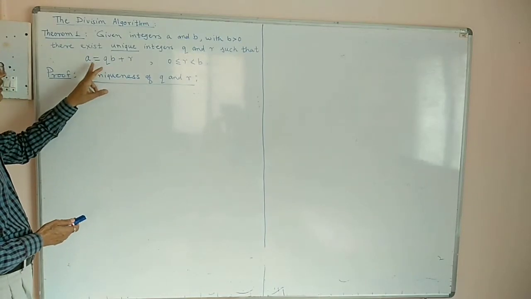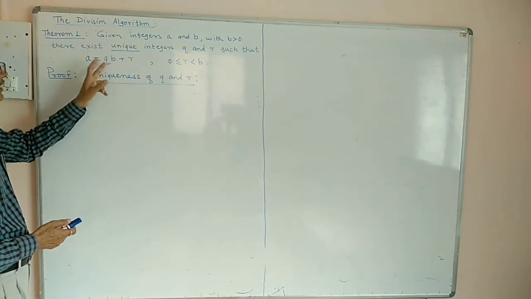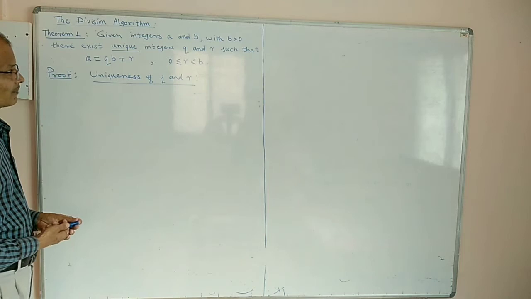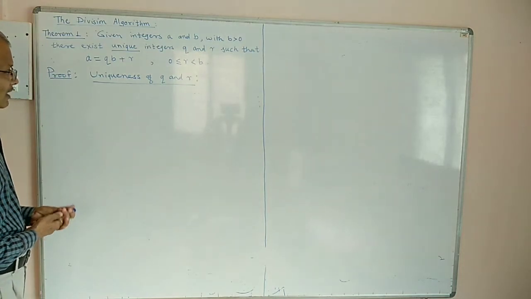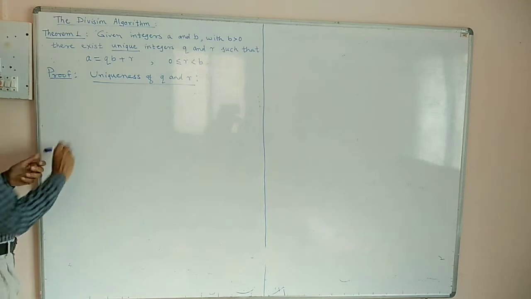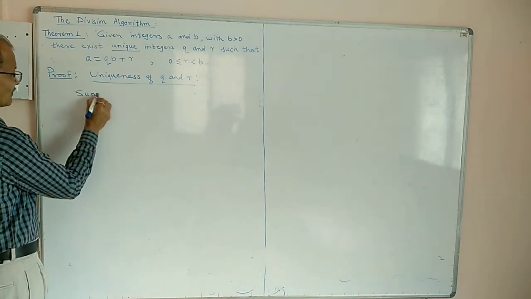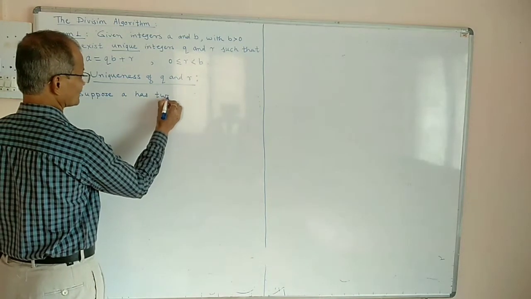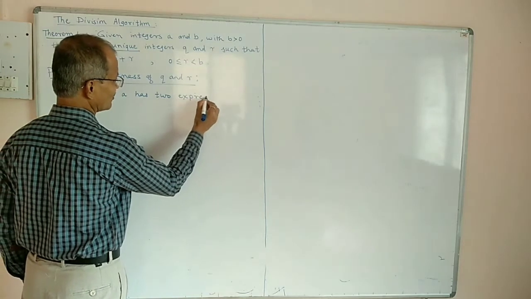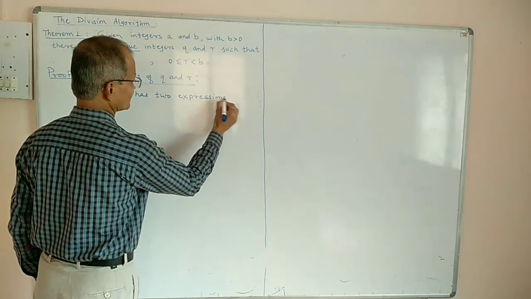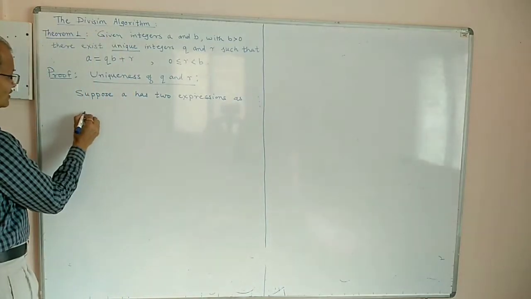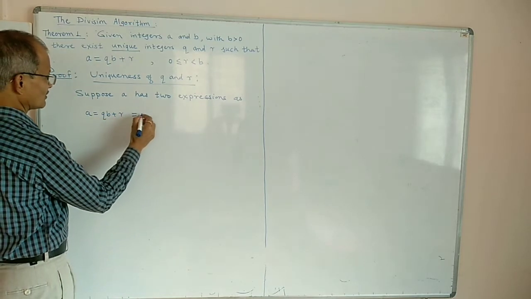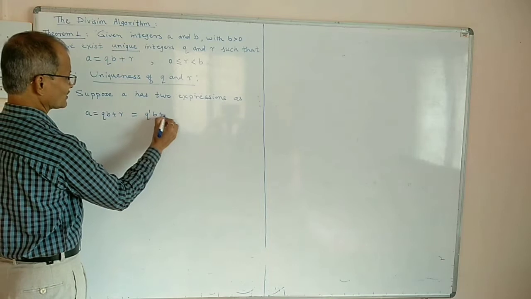That means for a given pair of integers a and b, there exists only a unique pair of q and r, and not another pair. That we have to prove. Now this we shall consider. Suppose a has two expressions, that means a can be written in two ways, as a is equal to qb plus r, and that is also equal to q dash b plus r dash.